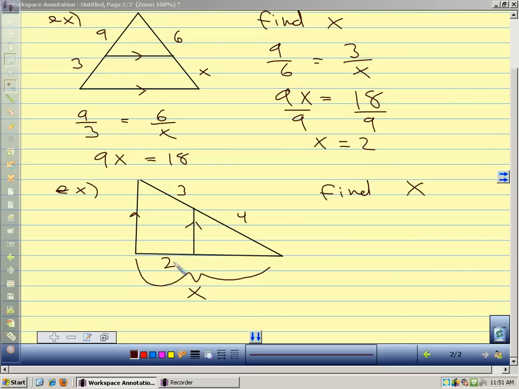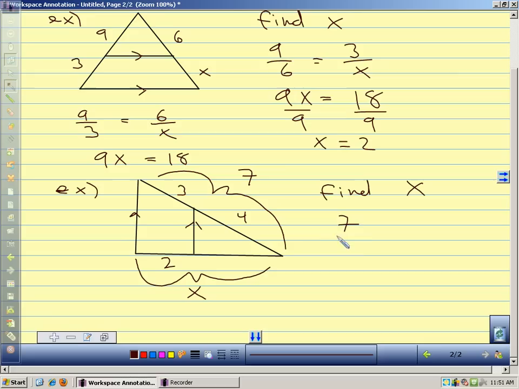We only know part of it. We know this part. So we want to write a proportion with x as one part. So x is this whole side of the triangle. So if we wanted to write a proportion with the whole side of the other side of the triangle, how long would the other side be? This part's 3 and this part's 4. So that whole side would be 7. So we can write a proportion with this whole side to this whole side.